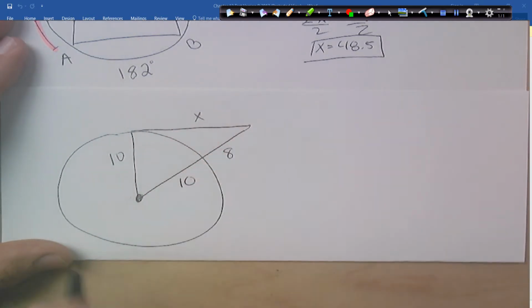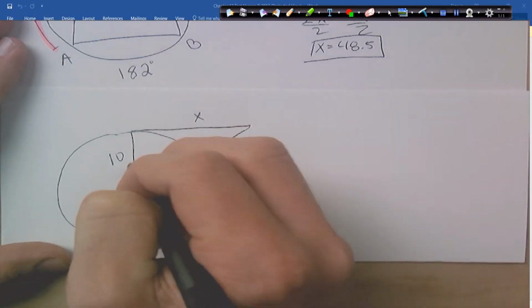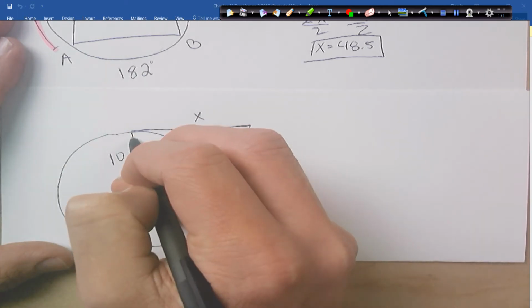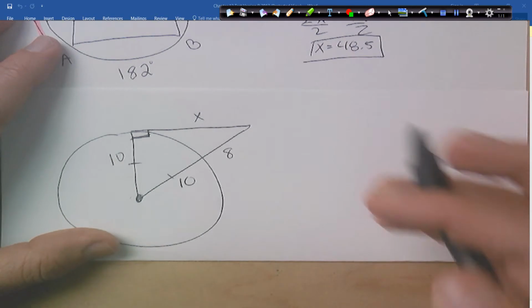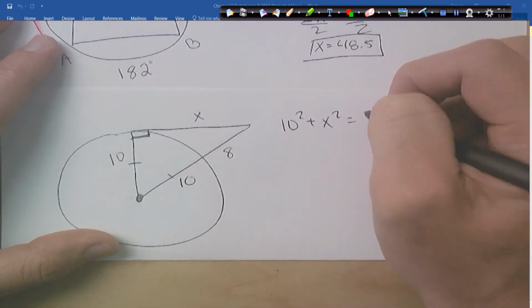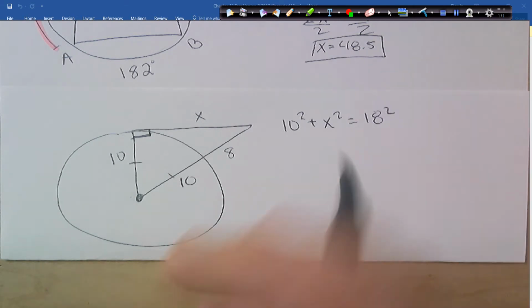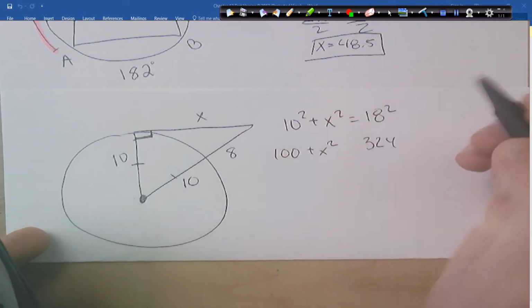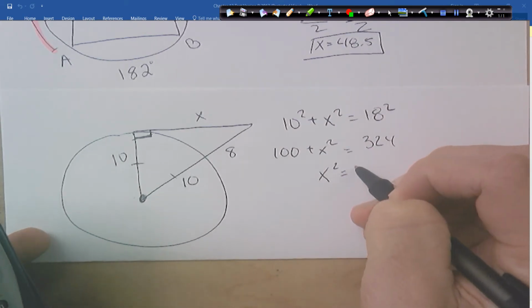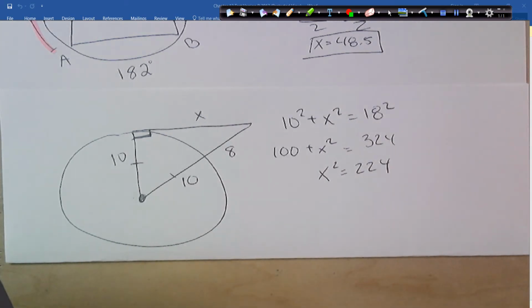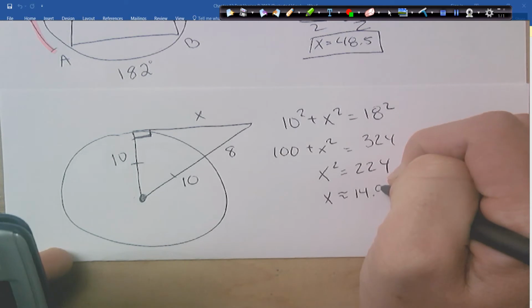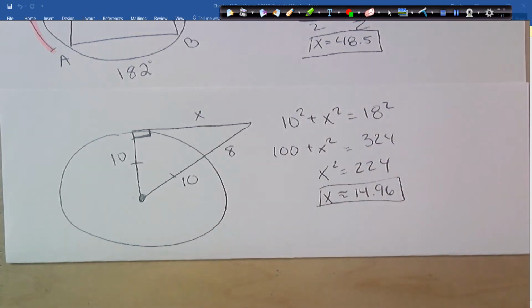10 here, 10 here. They're radius, so we know they're congruent, these segments. So we can use Pythagorean theorem. I'm sorry, I didn't write it out, but the problem would state that this is tangent. Tangent creates 90 degrees. So we're going to get 10 squared plus x squared equals 18 squared. And we're going to get 324, 100 plus x squared. Subtract that, and x squared is going to equal 224. And then we can go ahead and take the square root of 224, and we're going to get x to be approximately 14.96, very close to 15.